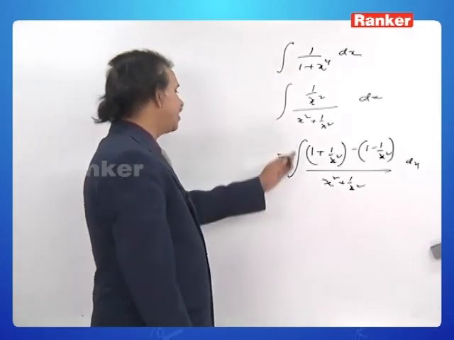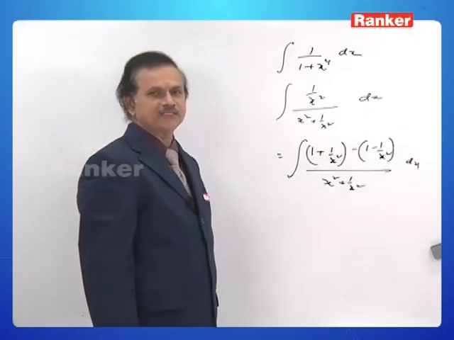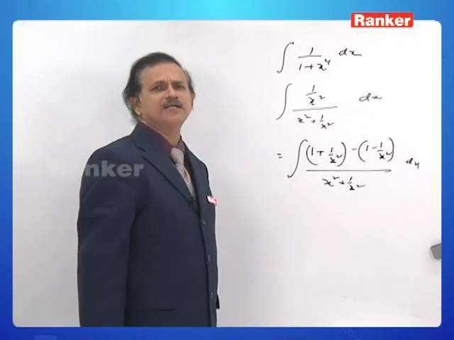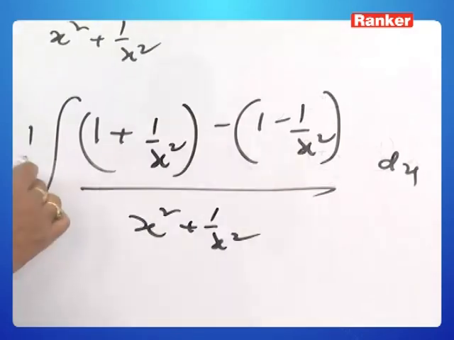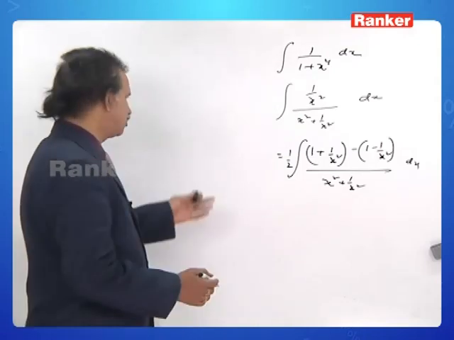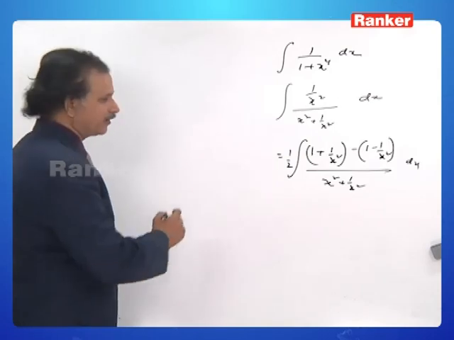I have added 1 and subtracted 1. 1 by x square minus of minus 1 by x square is 2 by x square. But you see, there is only 1 by x square. So you cancel that 2 here. Okay, you could have split it into two parts. What is the benefit you are going to get?